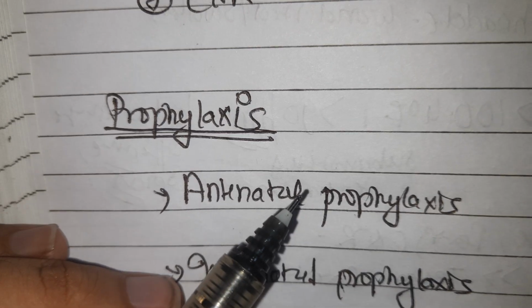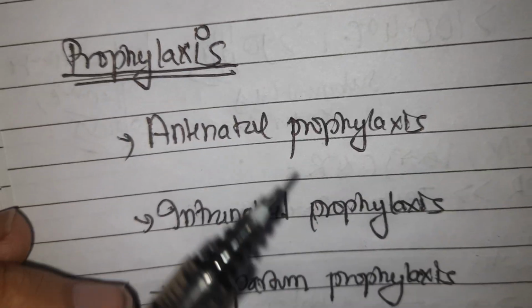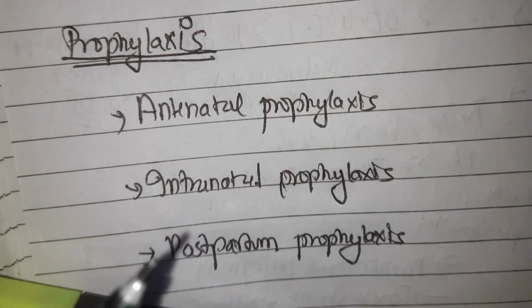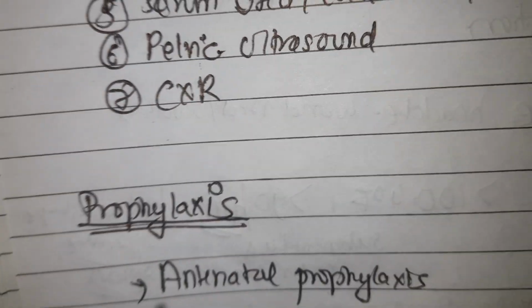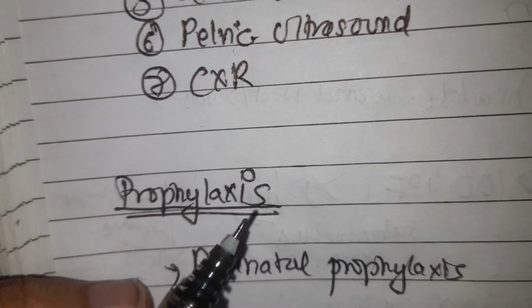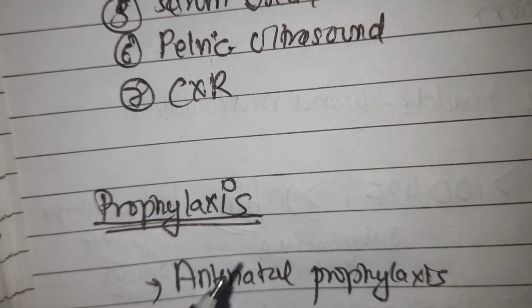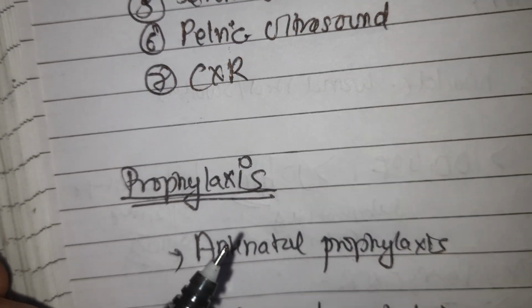And the prophylactic use of antibiotic at the time of cesarean section has significantly reduced the incidence of wound infection, endometritis, UTI, and other serious infection.